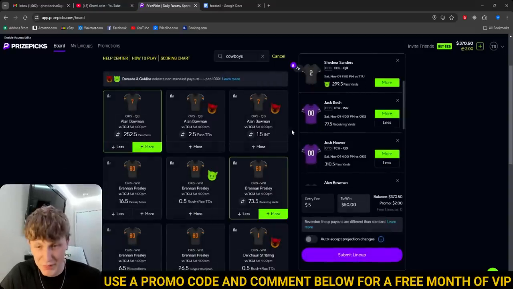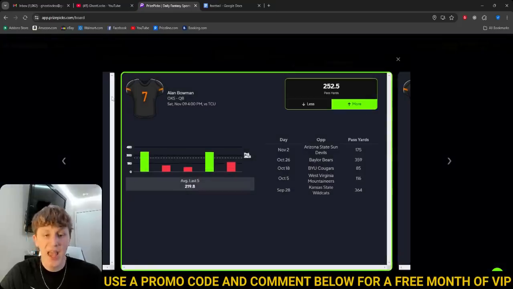And I do love to take teams going against TCU, because not only is their passing defense bad, but because their offense is so good at scoring the ball, it forces these other teams to pass the ball. And when Oklahoma State so far this season has been forced to pass the ball, you could see against Kansas State, they had 360 passing yards. Baylor, they had 360 as well.